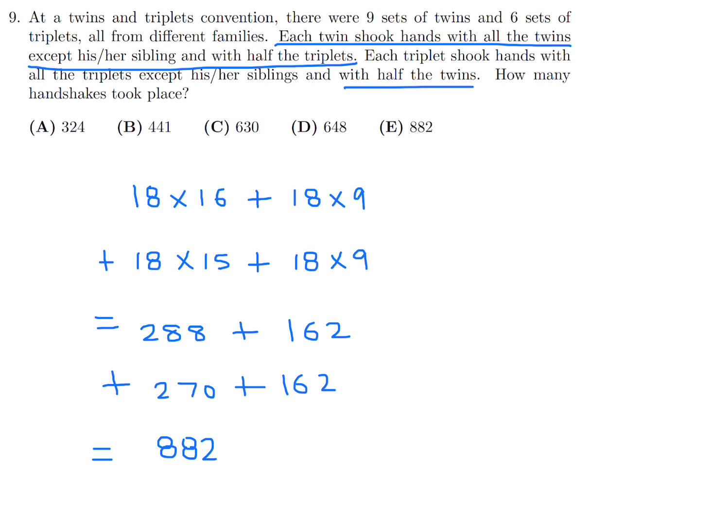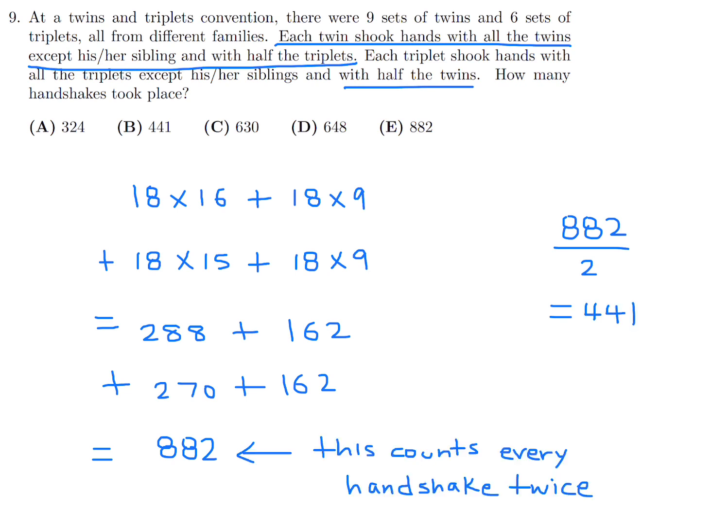But be careful, because keep in mind that each handshake in this 882 has been counted twice. For example, if person A shakes hands with person B and then later person B shook hands with person A, what you've done is you counted that handshake twice. So what you have to do is take this 882 and divide by 2. So that would give you 441. And just to recap, the reason we divided by 2 is because that number counts every handshake twice. So number 9, the answer is B.